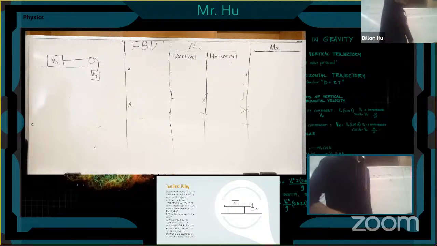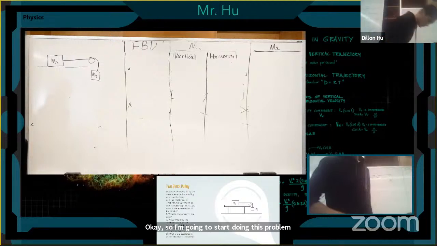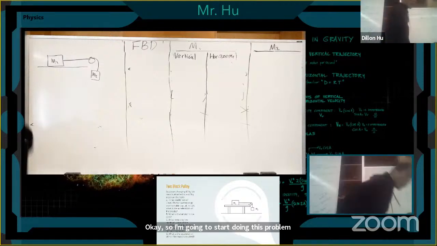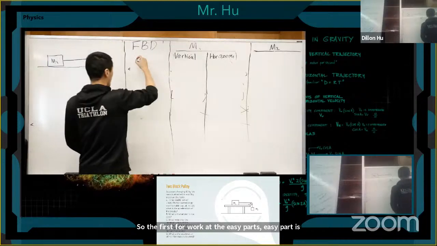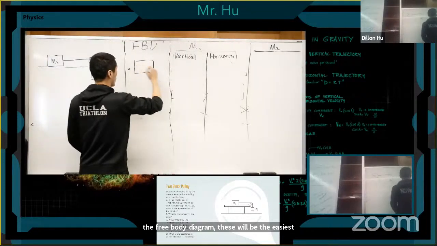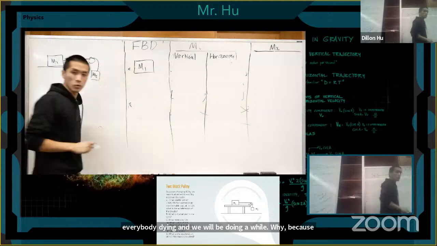Okay, so I'm going to start doing this problem. I'm just going to first work out the easy parts. The easy part is the free body diagrams. These will be the easiest free body diagrams we will be doing in a while. Why? Because there are no angles.